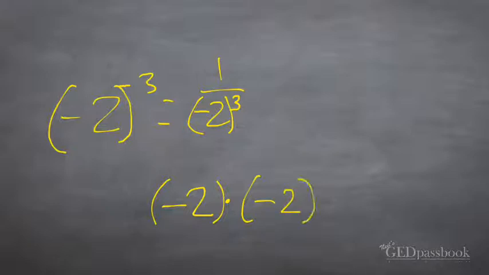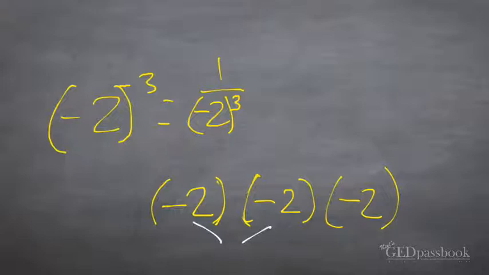What's negative 2 times negative 2? What's negative 2 times negative 2 times negative 2? Well, let's do this one first. If we remember yesterday, do the operation. What's 2 times 2? 4. And then ask yourself about the rules from yesterday. What's a negative times a negative? Positive. So the answer is 4.